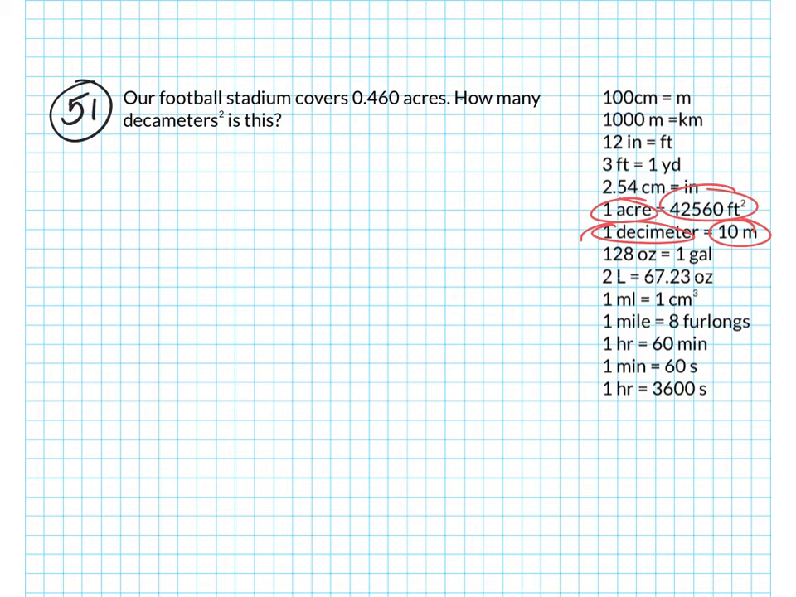Let me change color here because I like it. All right. So 0.460 acres, I'll leave that as just A. And then I know that there are, it says 42,560. It's actually 43,560. 43,560 feet in an acre.